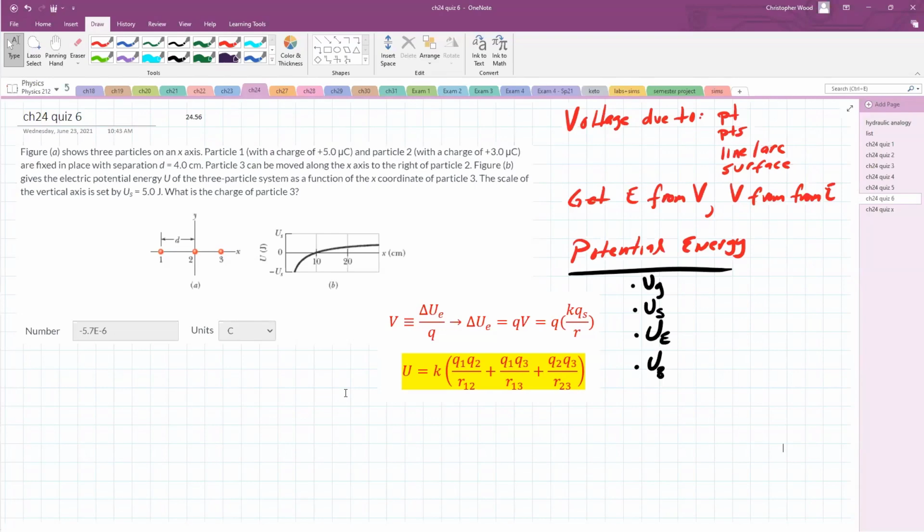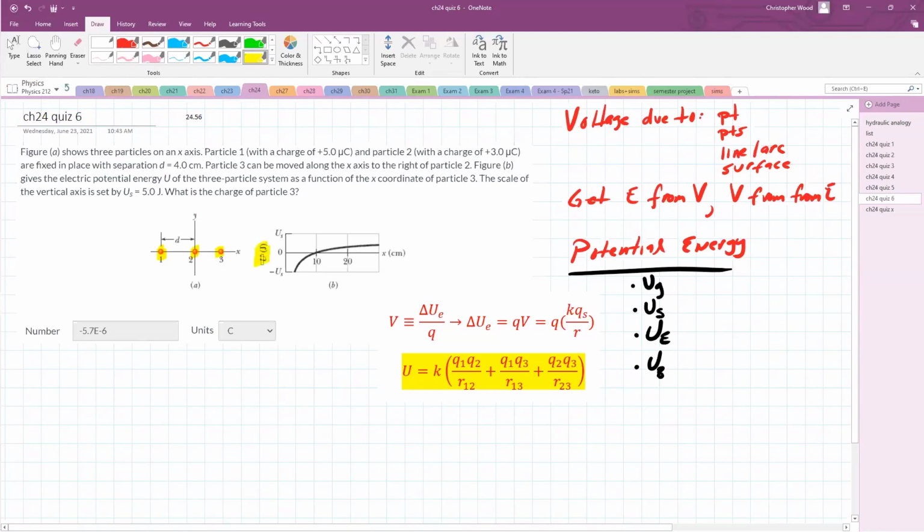Particle 1 has a positive charge. So particle 1 will make a positive energy contribution. Particle 2 also has a positive charge, and they are fixed in place with a separation of little d. Particle 3 is movable. So particle 3 can move along the x-axis to the right of particle 2. This graph right here gives the electric potential energy.